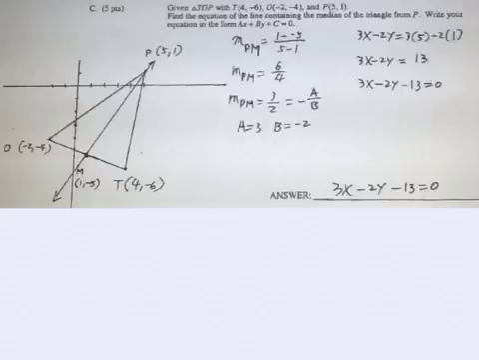So my equation in standard form, I just have to subtract the 13 from both sides. I'm going to get 3x - 2y - 13 = 0. And that is my final answer.